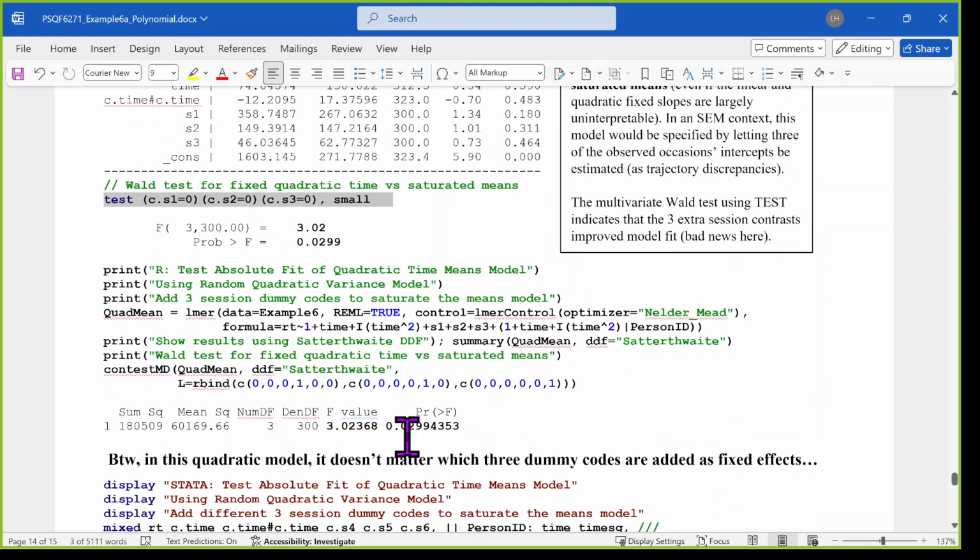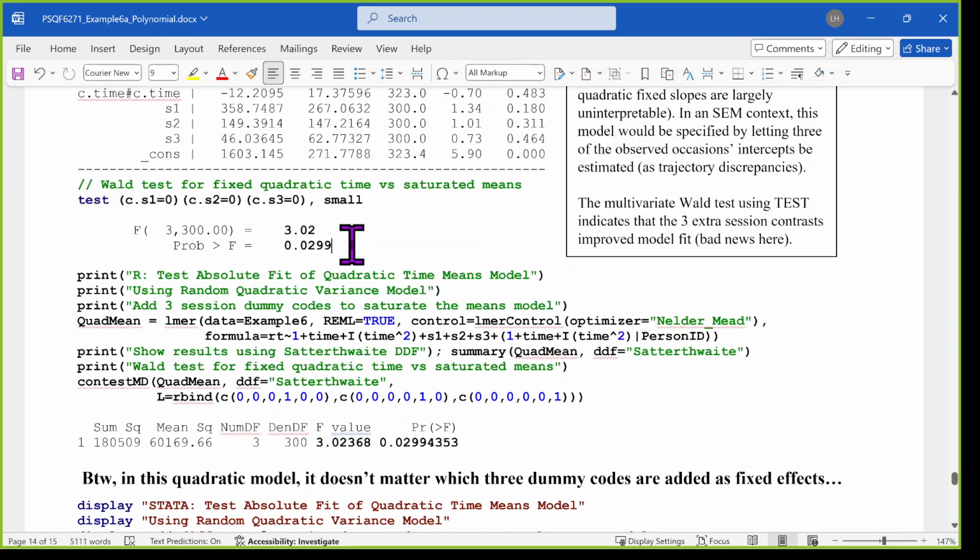So that's how I do it in Stata, first with the option test of the 3 new dummy code slopes simultaneously. Because if as a set they're significant, that means they help the model. That means my function is not good enough to reproduce the means yet. So survey says an F of 3 with a p-value of 0.03. Bad news. Same result in R, using lmerTest for now.